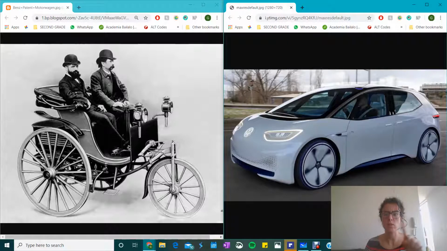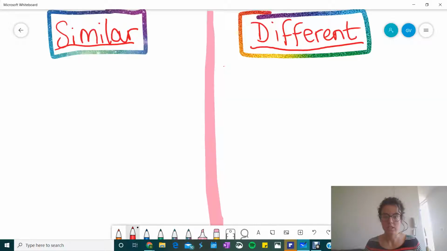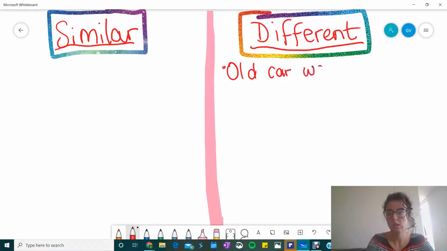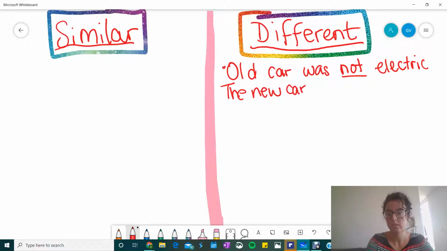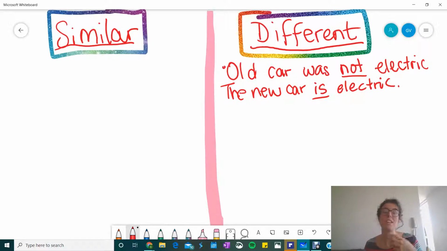Did Miss Gia just find one difference between the two cars? I think she did. Let's check it out. All right, so the old car was not electric. The new car is electric. That is one difference. Something that is different between the two cars.